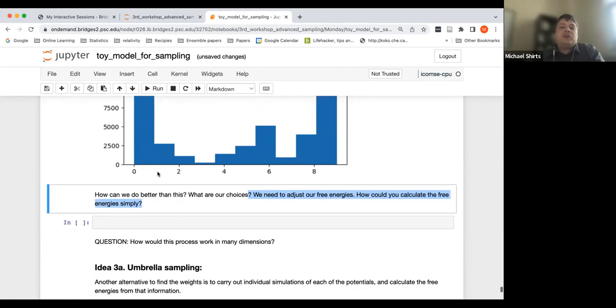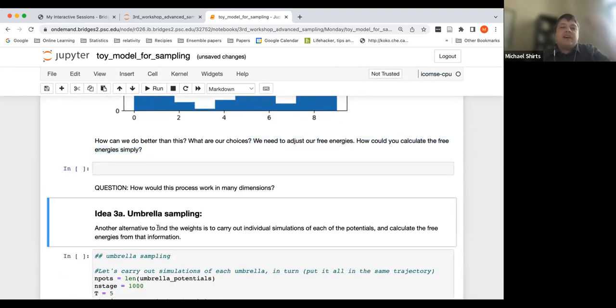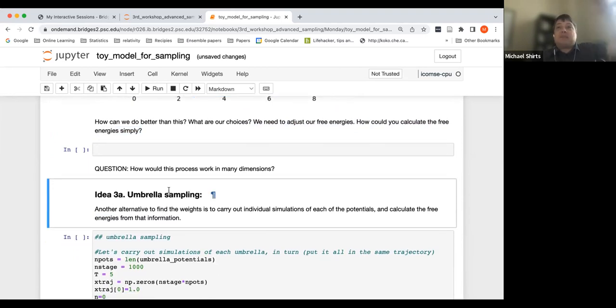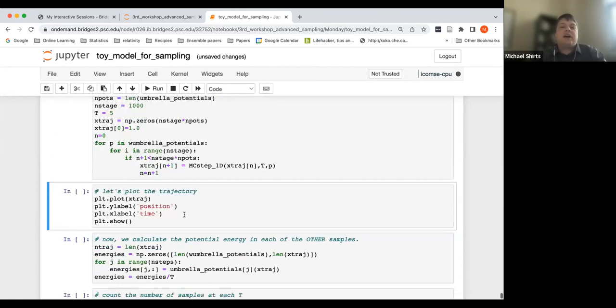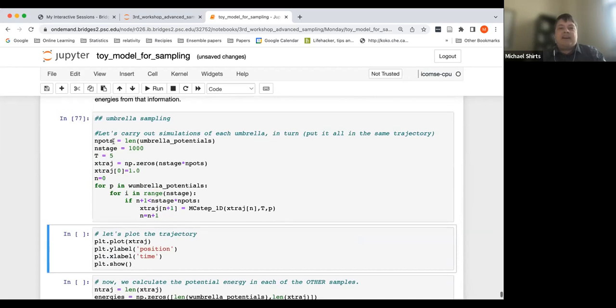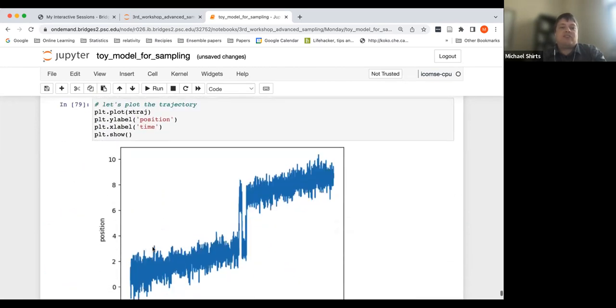So another way to find the weights is to carry out individual simulations of each of the potentials. This is essentially umbrella sampling. You stick in a localization at each point. So we're going to run each of these umbrella samples. I'm going to have it spend 1,000 at each point. It's going to run 1,000 in the first state, 1,000, 1,000, 1,000, and run 1,000 of those across. And we plot that trajectory so you can see.